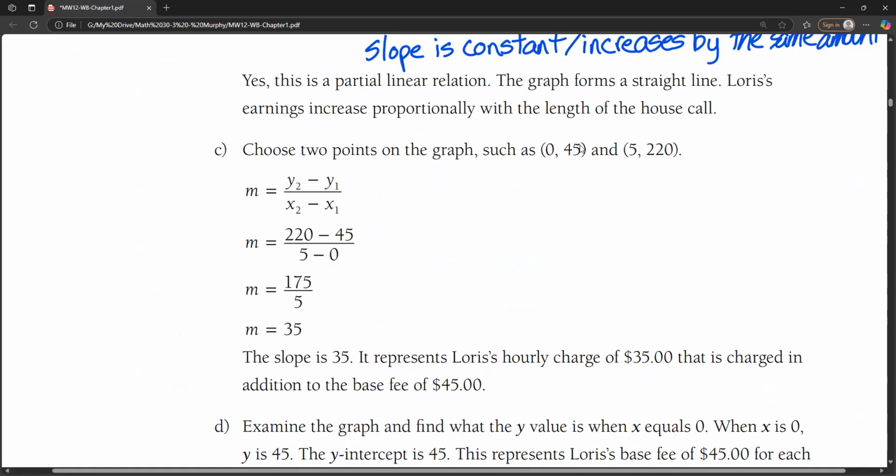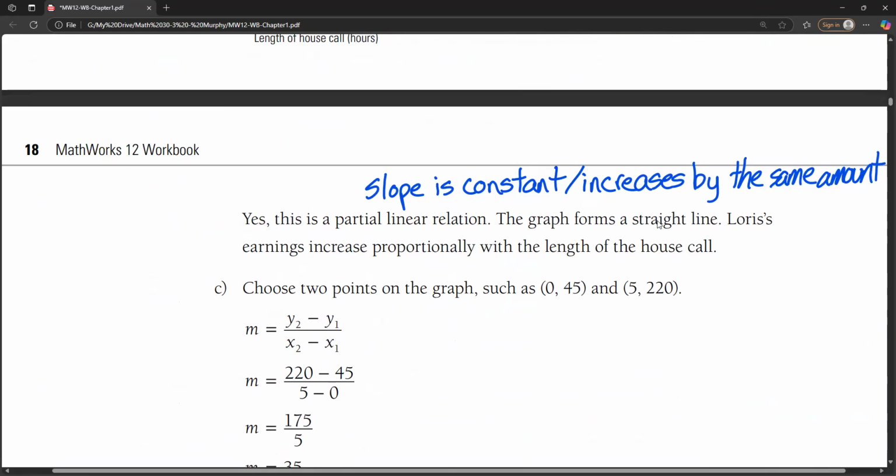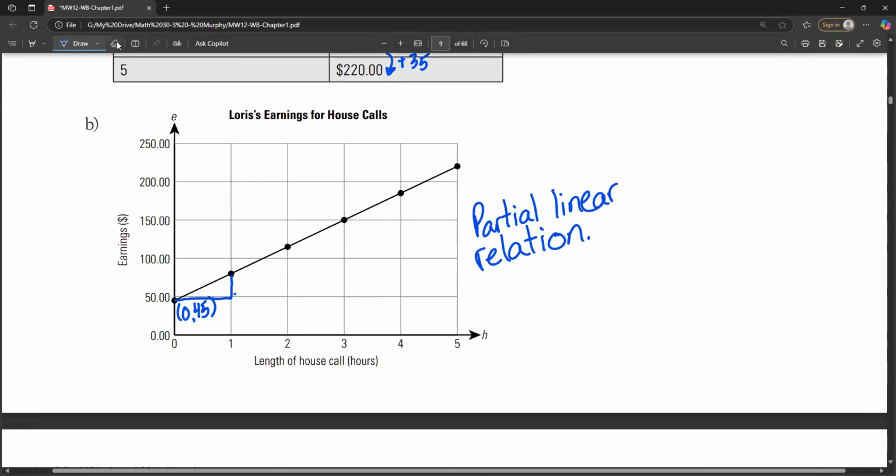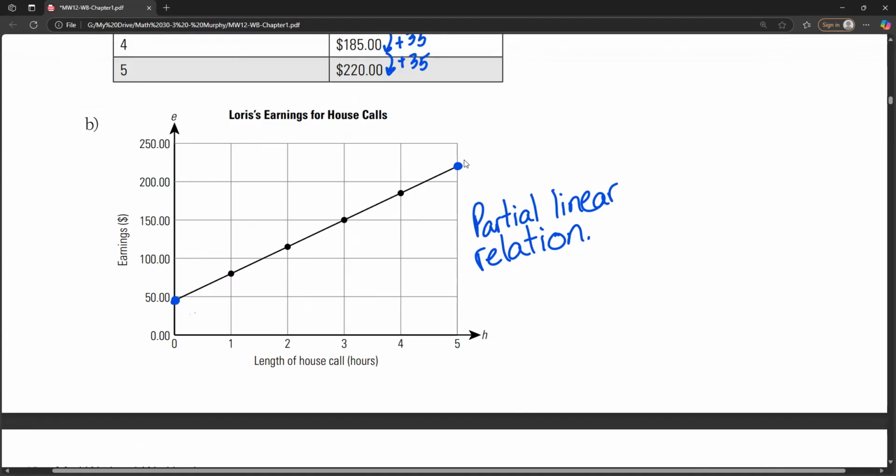So for this, they use 0 and 45 and 5 and 220. So back up on the graph, they have chosen the following. This one right here, and this one right here. And remember, you can choose any 2 points you want to. So this is just showing that you can pick whatever you want, because it should be the same.